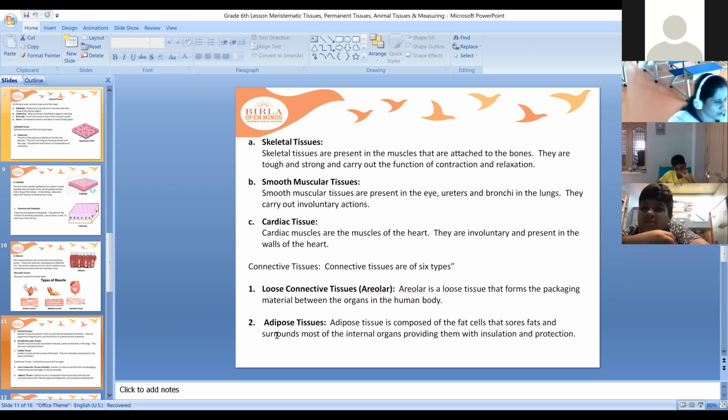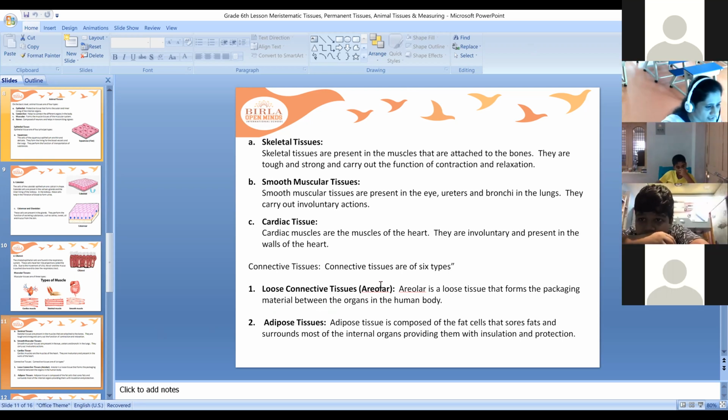So this loose connective tissue, called areolar, is a loose tissue which forms a packing material between the organs in the human body. It's filled with air. It supports the organs in the human body. They are present between the organs in order to avoid any jerks and accidents. When you are jumping, children, your organs will also move, isn't it? In order to avoid any harm to your internal organs, they are in the middle.